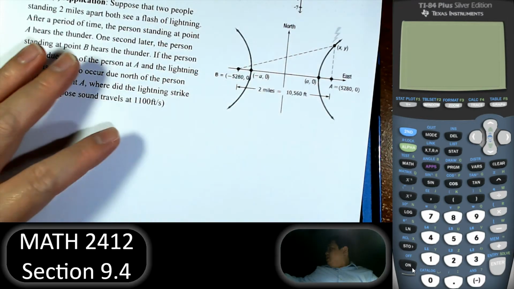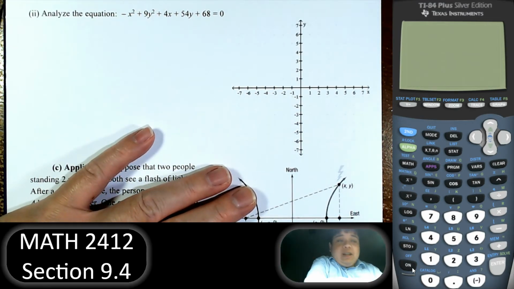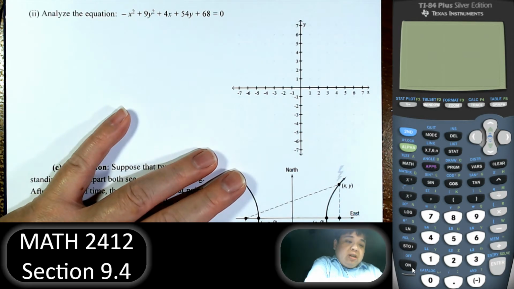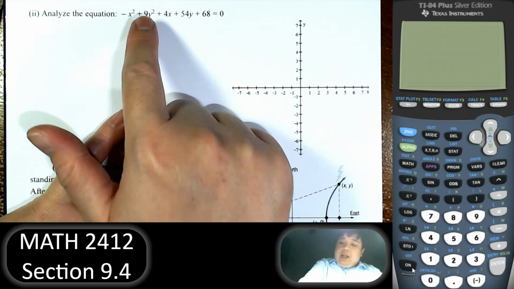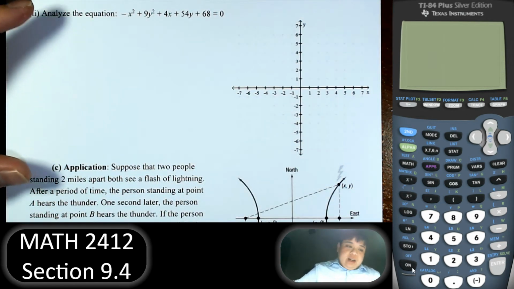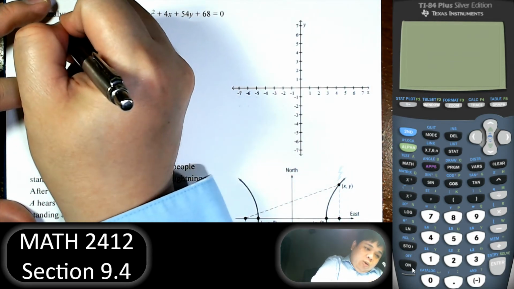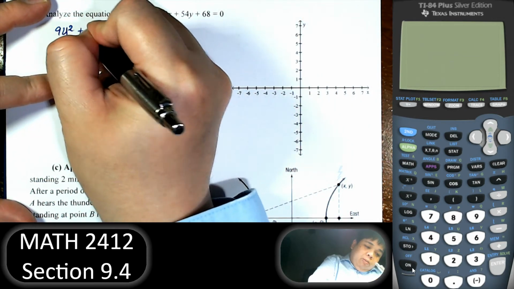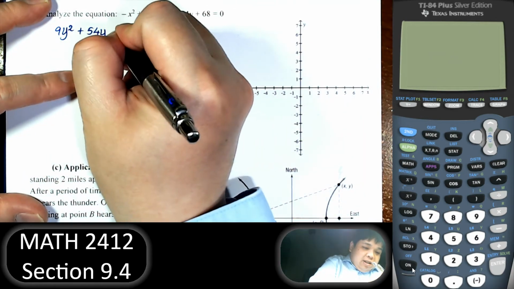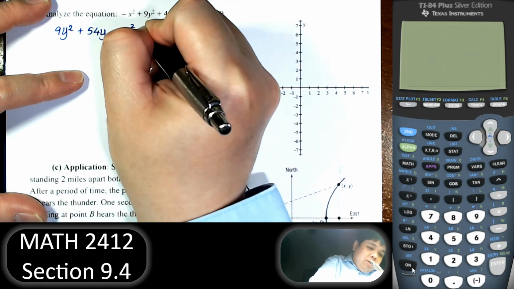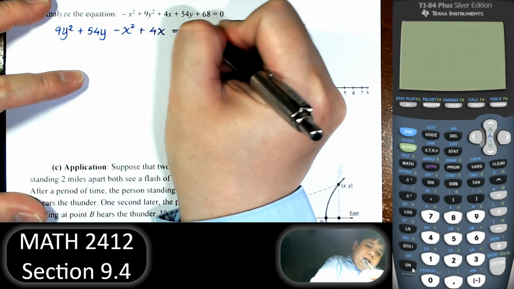Right, let's look at this example. We have to do the completion of the square first. By the way, we have the y squared first and then x squared, so let's put the y squared first and then the x squared. 9y squared plus 54y, and then minus x squared plus 4x. Let's move the 68 to the other side. That makes it -68.